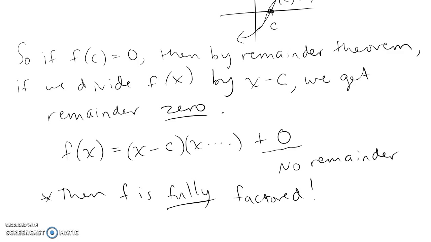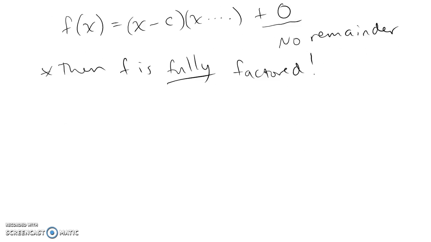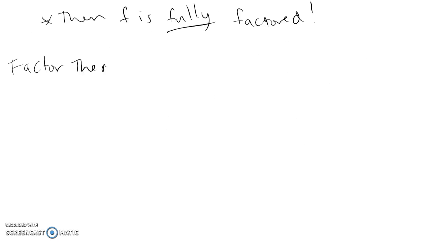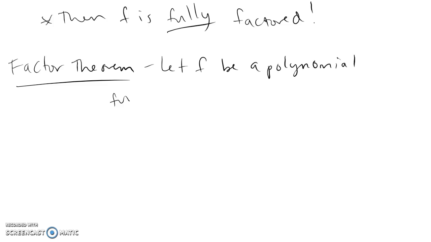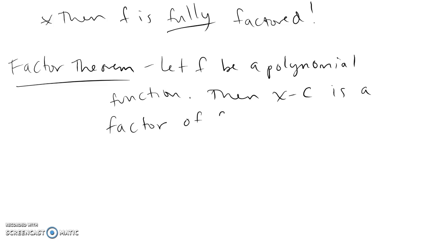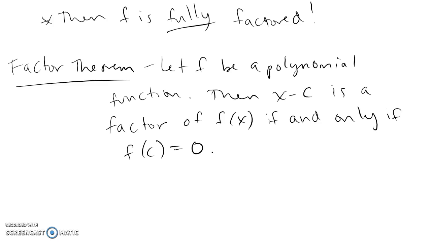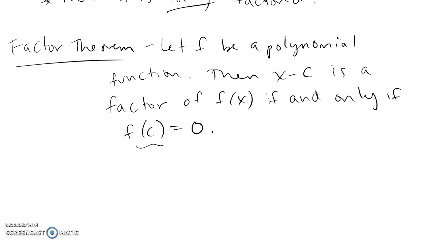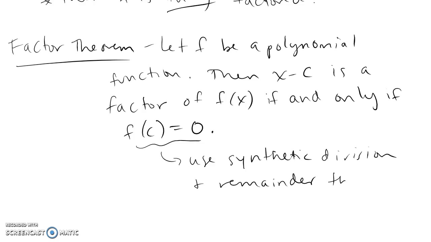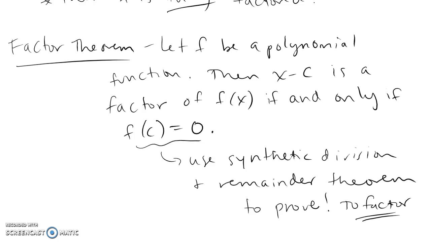So again, we're going to be able to factor by using the next thing, which is cleverly called the factor theorem. The factor theorem says, let f be a polynomial function, then x minus c is a factor of f of x if and only if f of c gives us 0. All right? And to find f of c equaling 0, we can use synthetic division and the remainder theorem to prove or to factor. Okay?